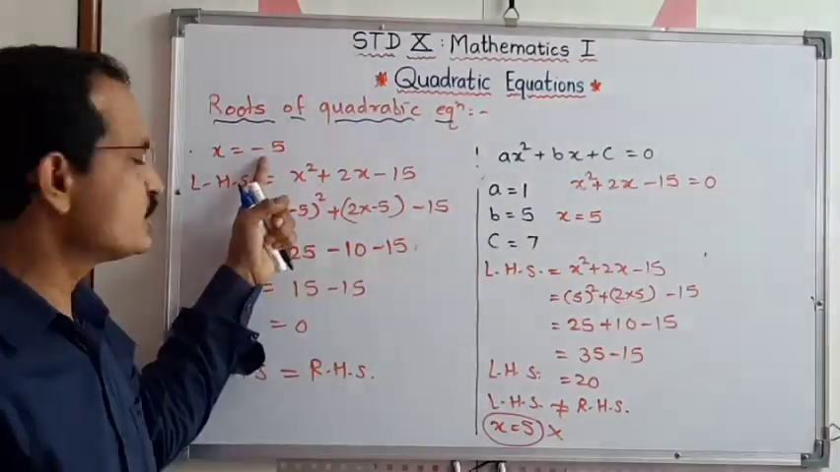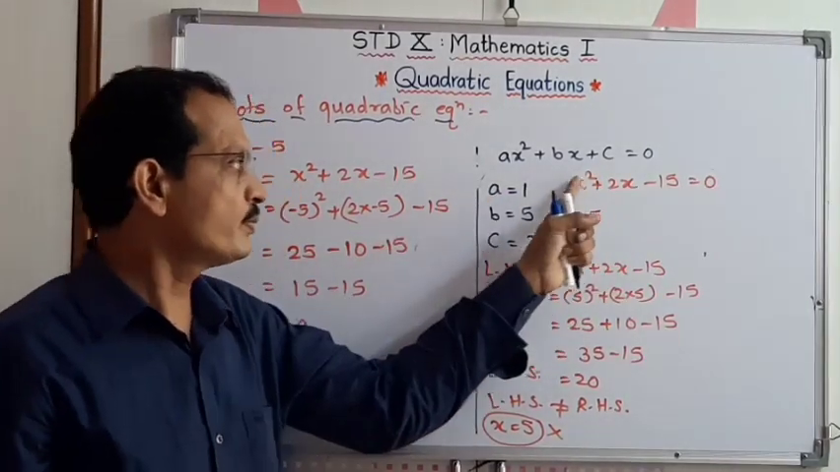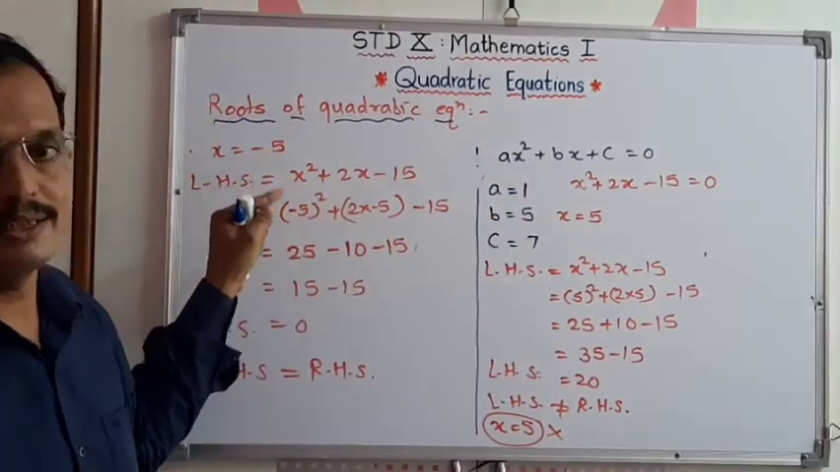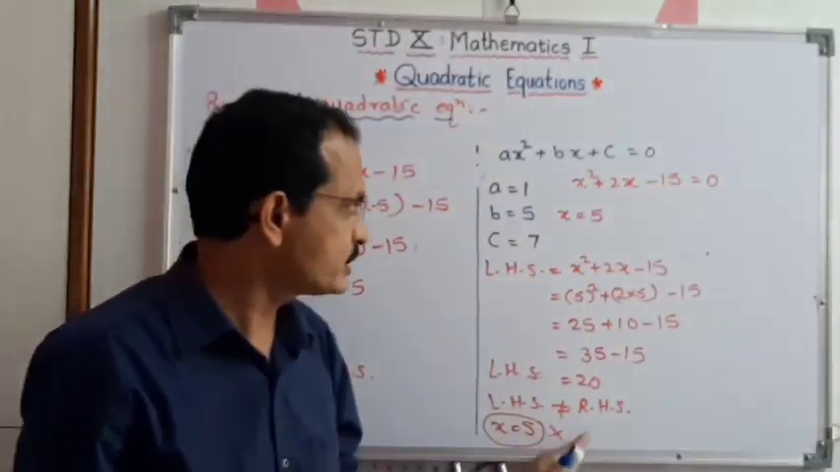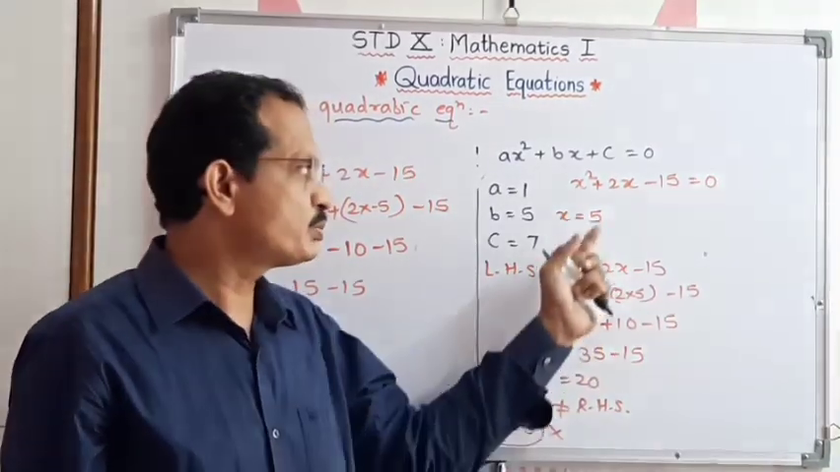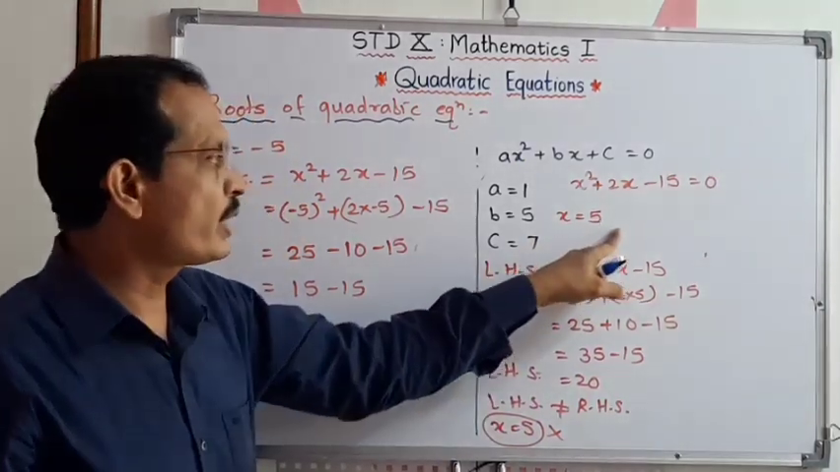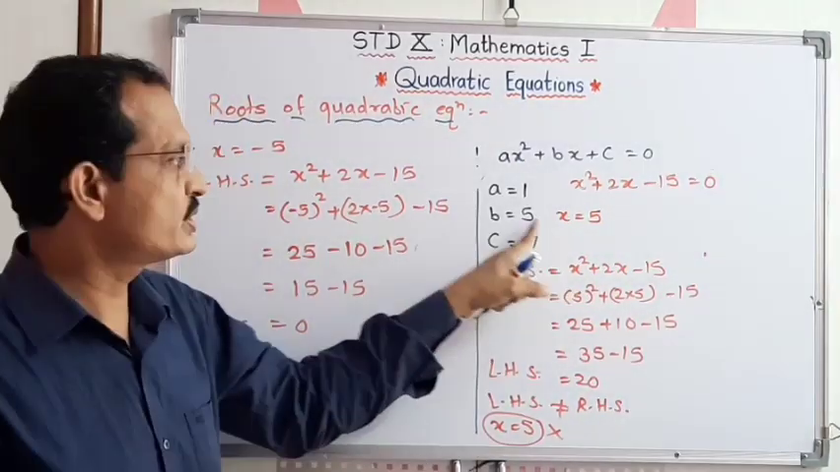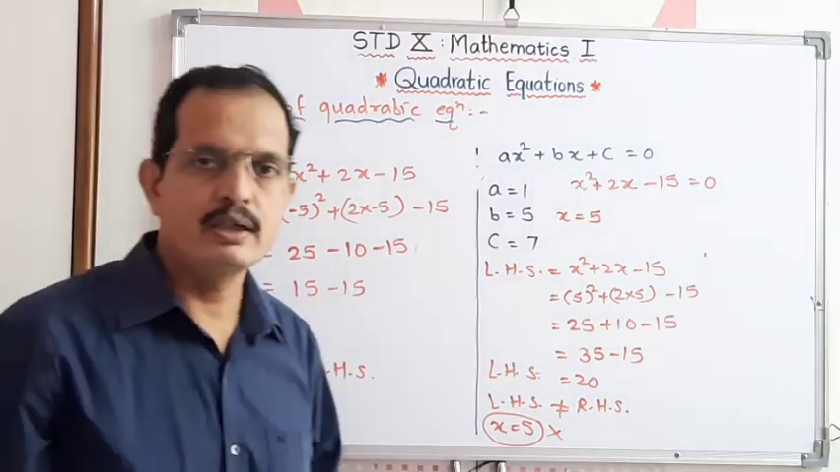That means x is equal to minus 5 satisfies the given equation, and therefore x is equal to minus 5 is the root of the given quadratic equation. Here x is equal to 5 doesn't satisfy the given equation. That means both sides are not satisfied. Therefore x is equal to 5 is not the root of the quadratic equation. X is equal to minus 5 is the root of this quadratic equation.